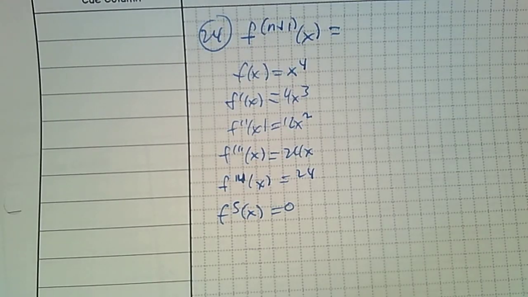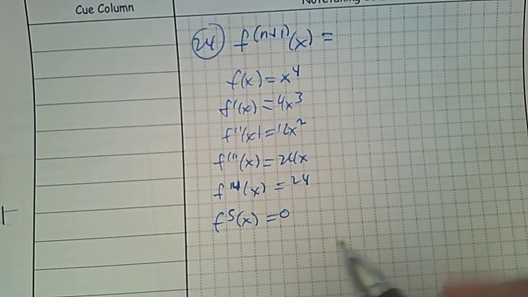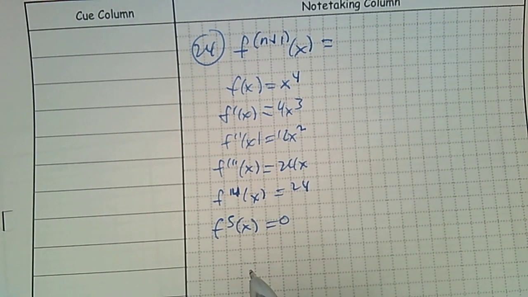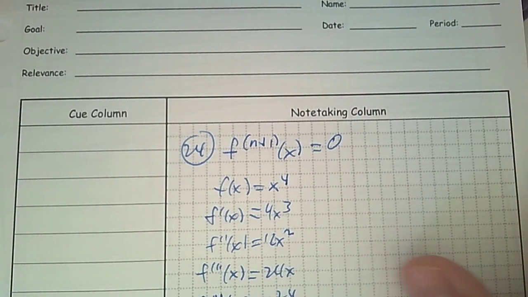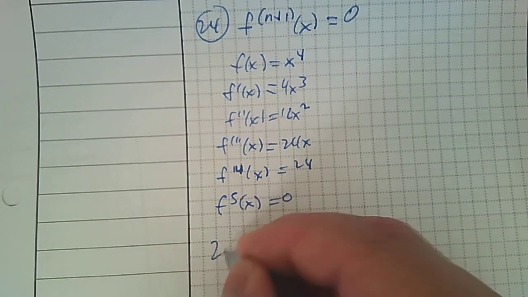So what would we say then? For the n plus 1 derivative, the answer here would be 0. That's a way confusing conceptual question. I want you in your brain, you can let that one go.